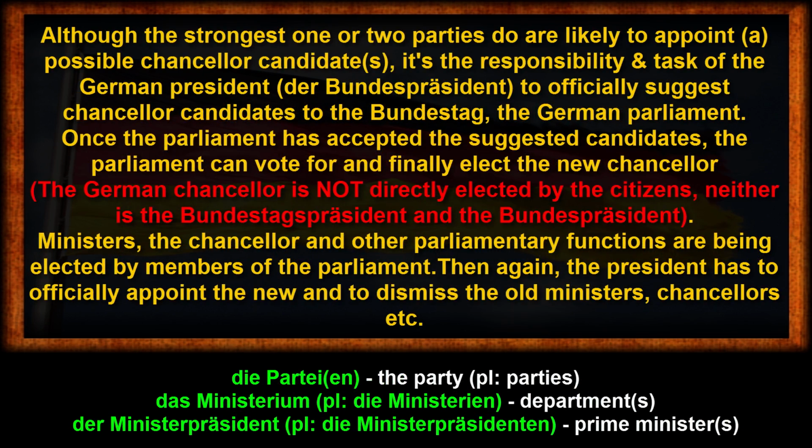In both national elections and elections in the 16 states, the party, die Partei singular, die Parteien plural, that got the most votes is likely to nominate parliament members as both ministers for a certain department, das Ministerium singular, die Ministerien plural, and also to nominate a candidate for the next Chancellor, respectively a state's prime minister, the Ministerpräsident.